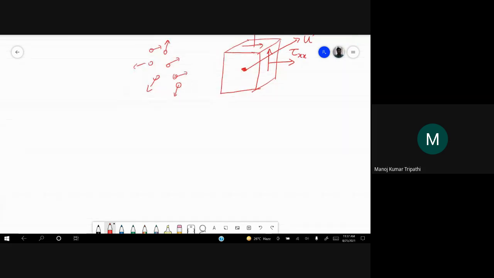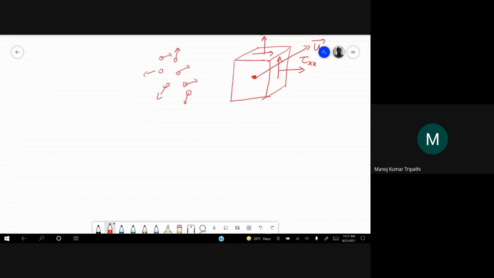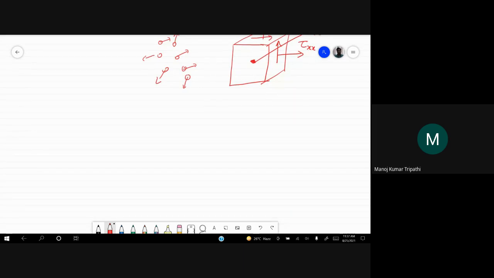Now let us leave all this mathematical part here. We will deal with it later on. We also talked about this property called viscosity. What is viscosity? Maybe you have already learnt about this.